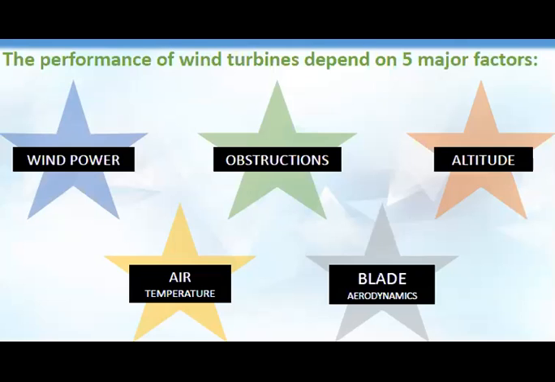And the next one is blades. If you consider only two blades, that is not efficient. If you consider more than three blades, that is also not efficient in some cases. So you have to fix only three blades according to that place. So that is also a performance factor. So this is about types of wind turbines and performance factors. And next we will go with the advantages and disadvantages.